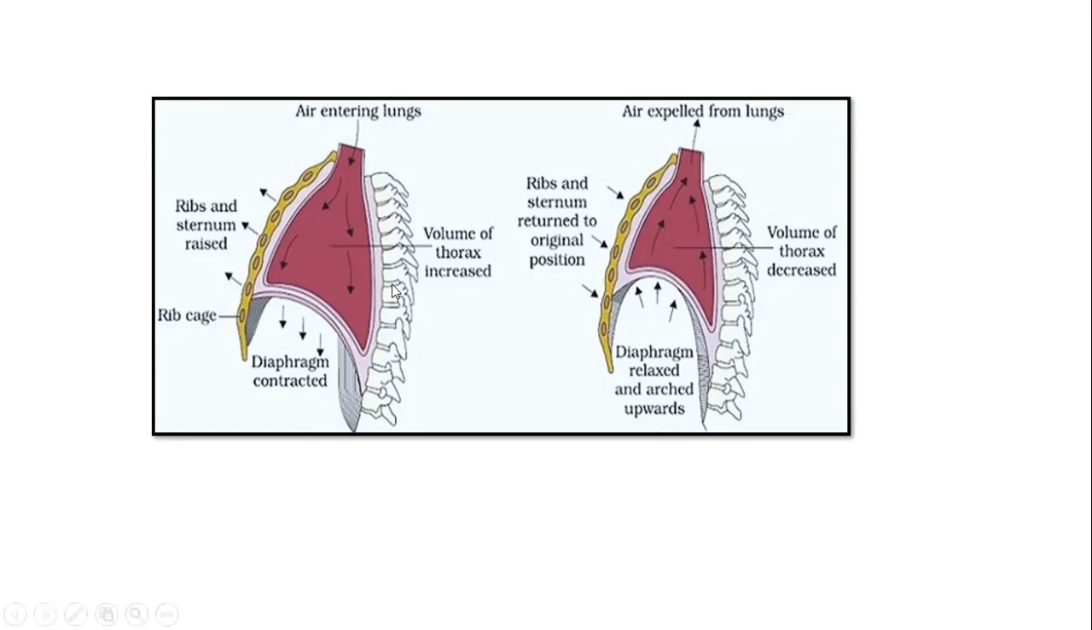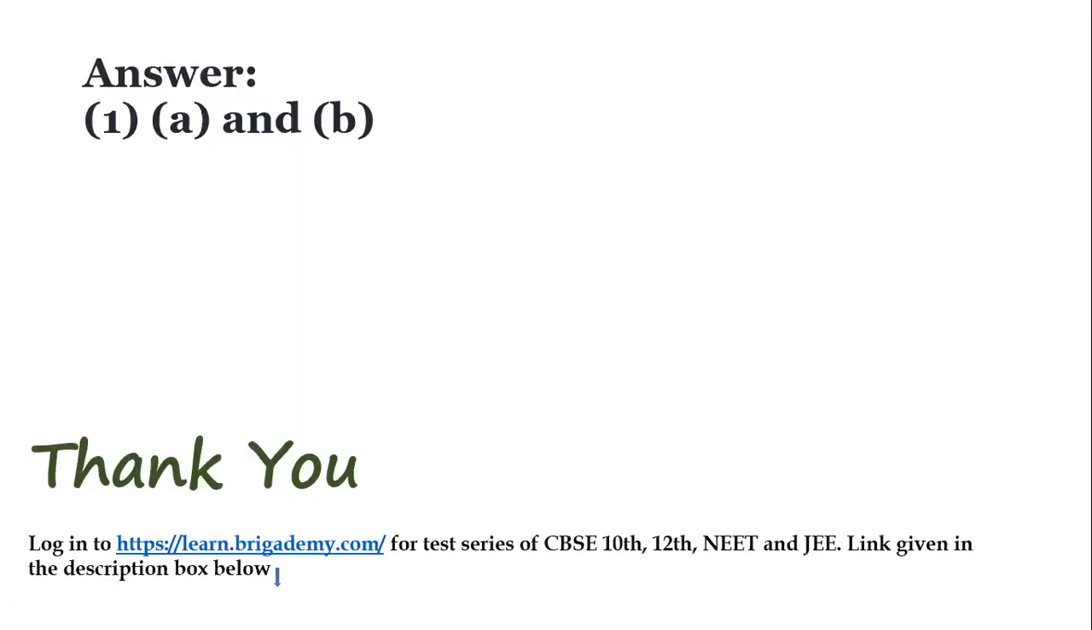You can see this is the vertebral column and the ribs and sternum, and here diaphragm is undergoing contraction. So air is entering here, and again, when it is relaxing, air is expelled out. So events occurring during inspiration are contraction of diaphragm and contraction of external intercostal muscles. So the correct option is option 1, A and B.